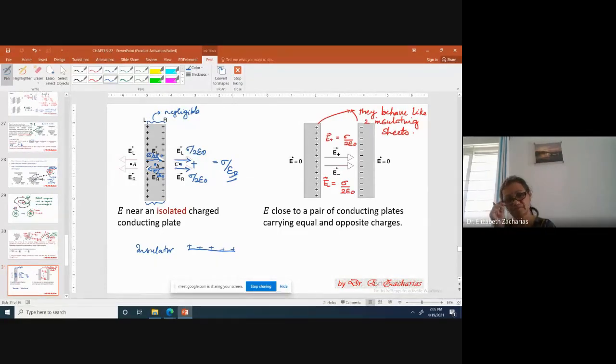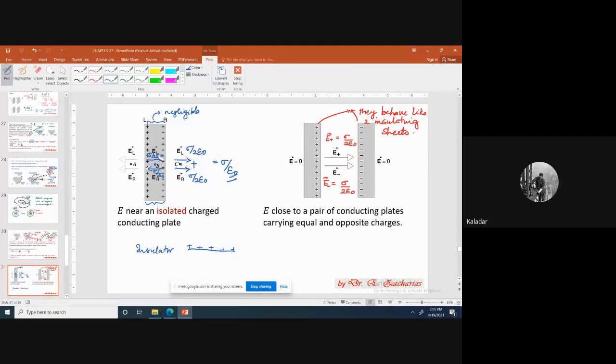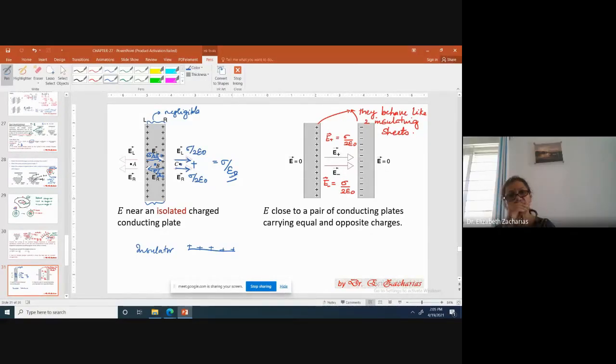Got that? Yes, ma'am. Similarly, you can do for the other side also. So till now, what did I say? They are going and sitting on the two surfaces and become sheets. So you can treat them as if they are insulators. Insulating sheets, and then look at their effect.